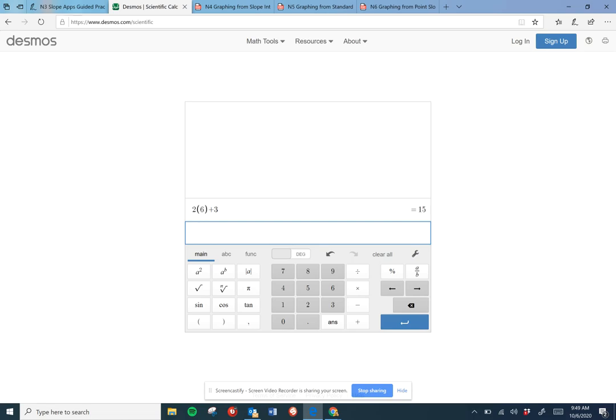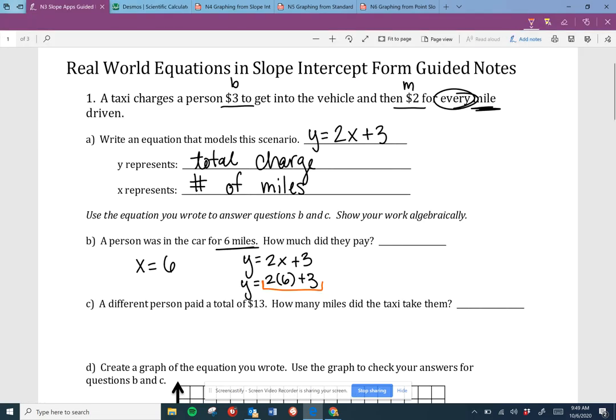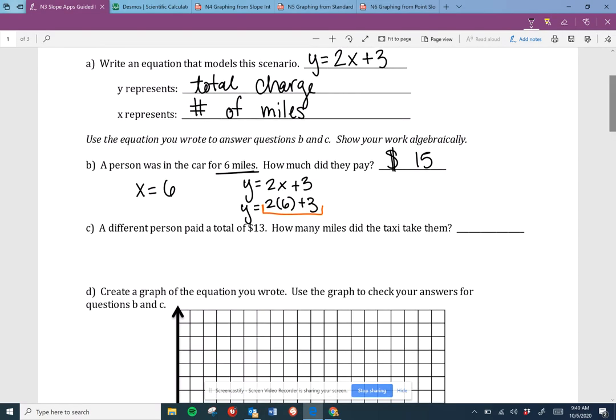Now it says a different person paid a total of $13. How many miles did the taxi take them? Don't forget, the total is the y value. So they're wanting to know, if y equals 13, what is our x going to equal? Again, we take our equation, y equals 2x plus 3, and substitute in 13: 13 equals 2x plus 3.